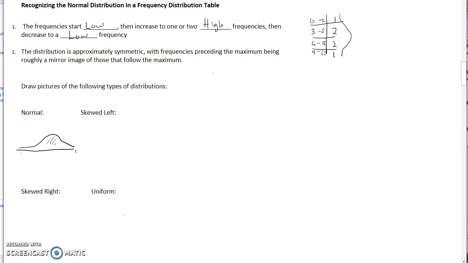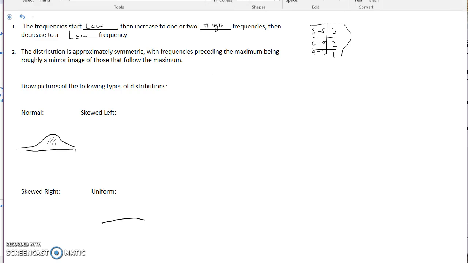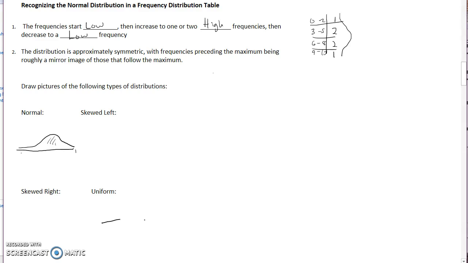All right, I'm going to do uniform distribution now, and then we'll talk about skewed left and skewed right. So a uniform distribution would look like this. We're going to have that horizontal axis, and uniform means they're all the same. So if we were looking at grades, we might have 2 A's, 2 B's, 2 C's, 2 D's, and 2 F's. That would be a uniform distribution because you see they're all pretty much the same, right?